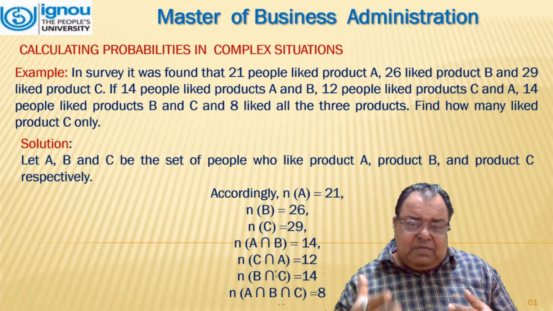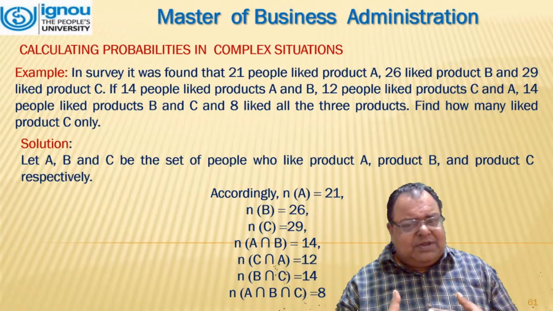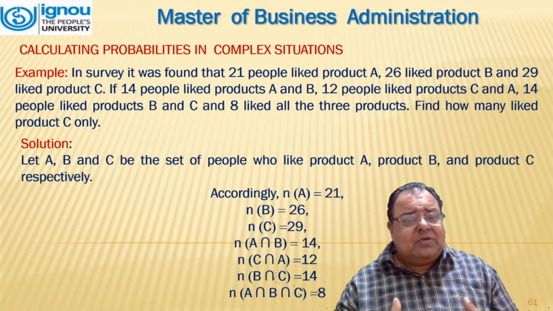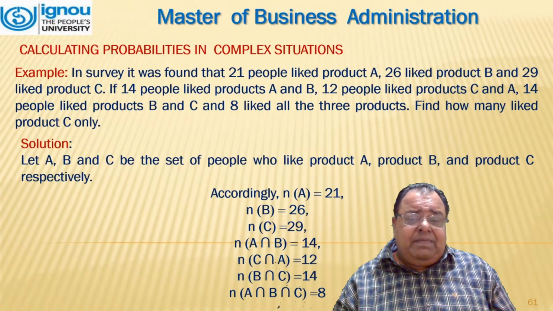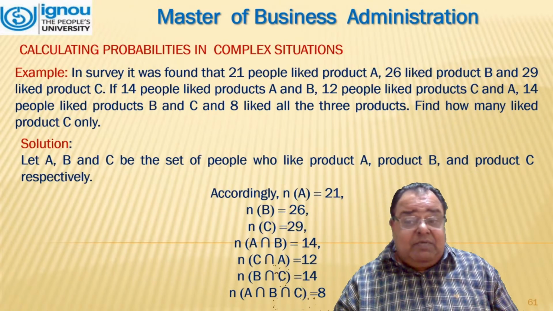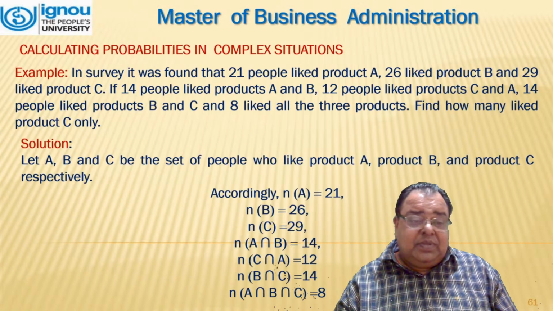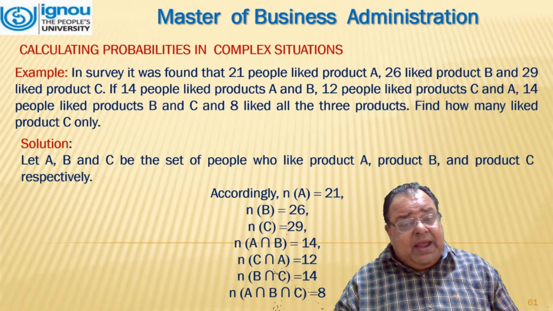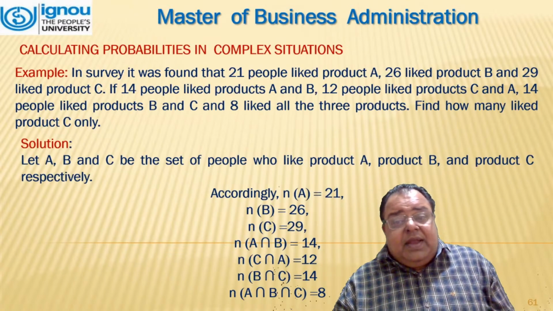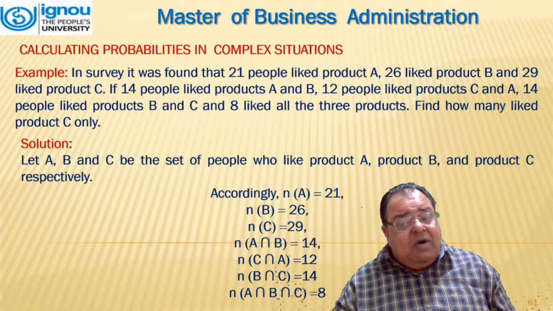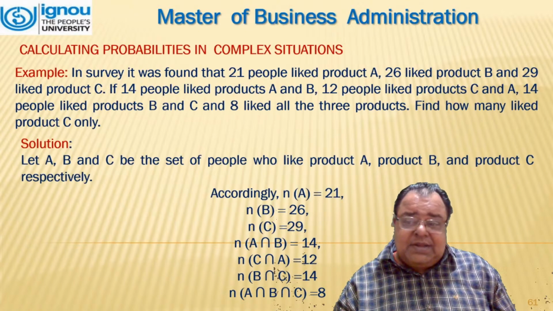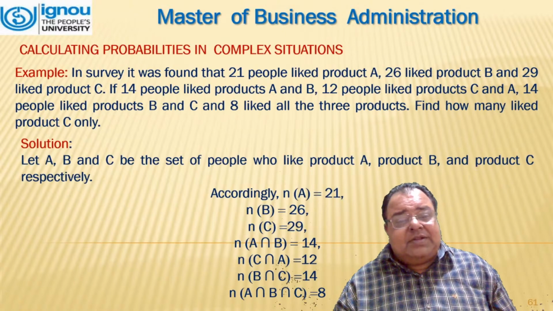Now, we move to some complex situations where probability has to be evaluated. Suppose in a survey, it was found that 21 people liked product A, 26 liked product B, and 29 liked product C. If 14 people liked products A and B, 12 people liked products C and A, 14 people liked products B and C, and 8 liked all three products. Now the question is, how many liked product C only?